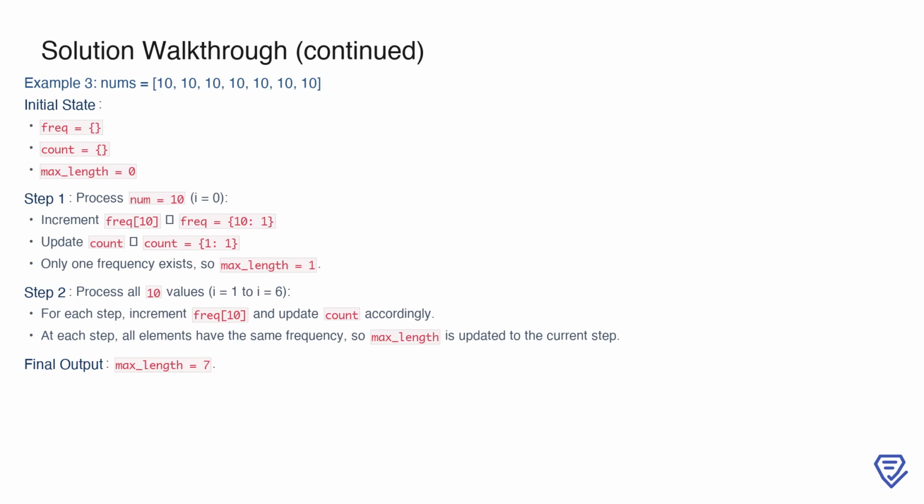For each subsequent occurrence of 10, from the second to the seventh, we increment its frequency and update the count map accordingly. At each step, all elements share the same frequency, so max_length is updated to the current step. By the end of the array, frequency becomes 10, 7, and count equals 7, 1, and max_length reaches 7. The final output for this example is max_length equals 7.